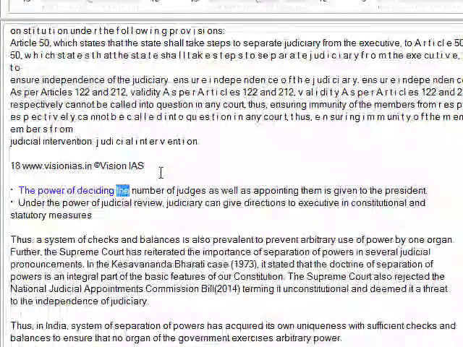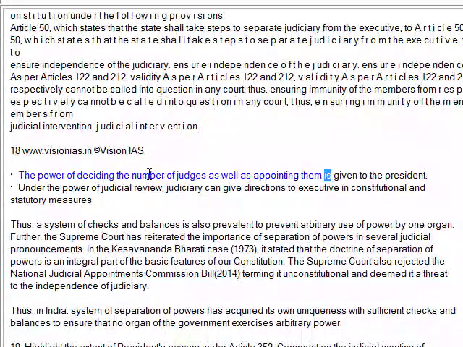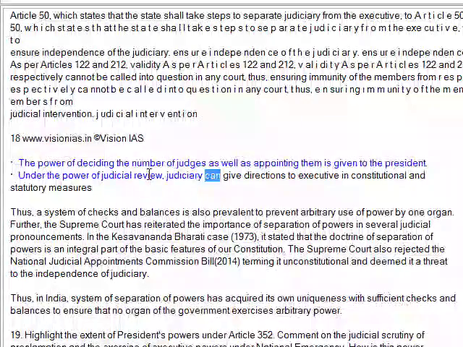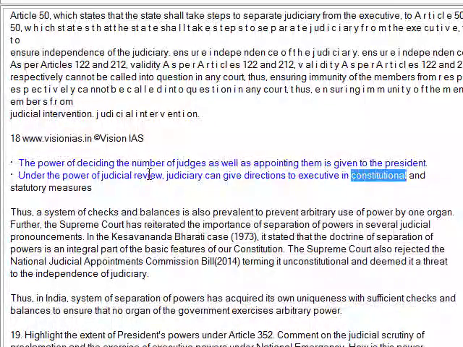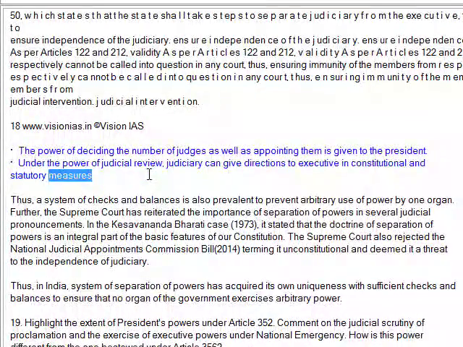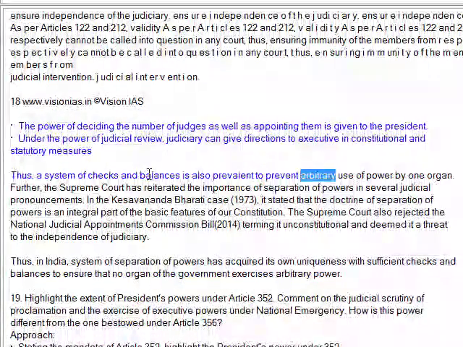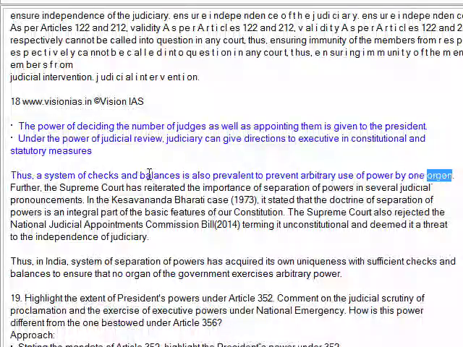The power of deciding the number of judges as well as appointing them is given to the President. Under the power of judicial review, the judiciary can give directions to the executive in constitutional and statutory measures. Thus, the system of checks and balances is also prevalent to prevent arbitrary use of power by one organ.